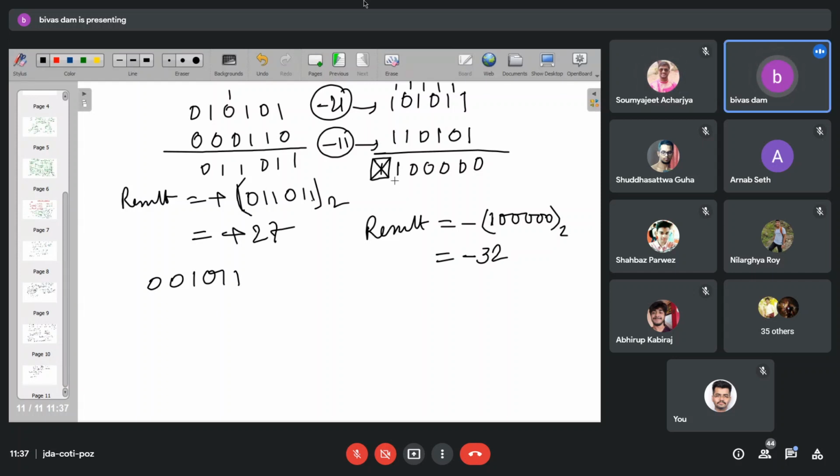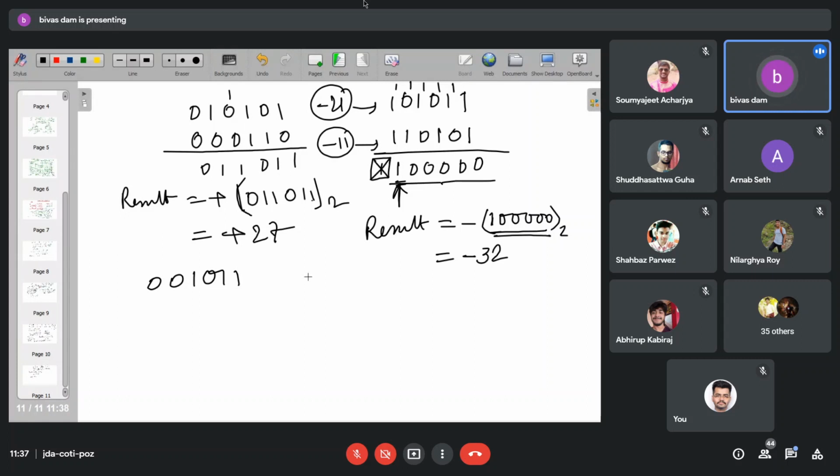As the MSB is 1, the result is negative, so you cannot get the magnitude directly. To find the magnitude, what do you need to do? You take the 2's complement again. What is the process of 2's complementation? You copy up to the first 1, then complement all the bits. Now the first 1 itself is coming in the MSB position, so you have to copy all the bits. So the result becomes minus 32. That's the required result.